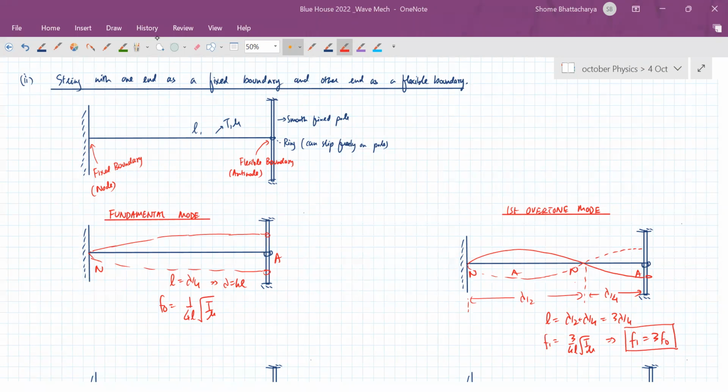Sir, for the first overtone mode, it should be F1 equal to 2F0, no? Or 3F0? No. Because see, beta, what's happening now? For any system, the lowest frequency at which it vibrates, by definition, becomes that system's fundamental. So this system's fundamental frequency has a different formula compared to the earlier system, which had two rigid boundaries. That system, because it had rigid boundaries, had a fundamental mode with the formula 1 by 2L square root T by mu. Got the point? Okay. Thank you.